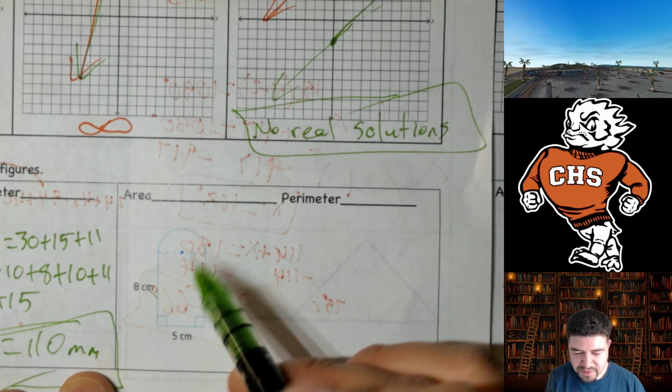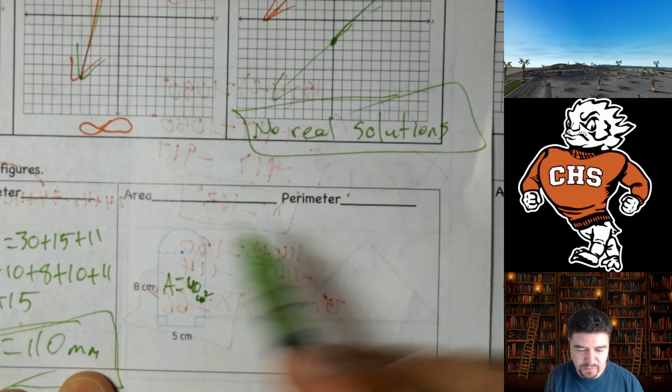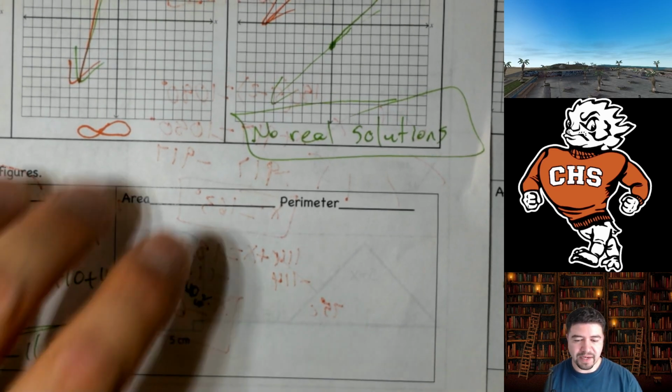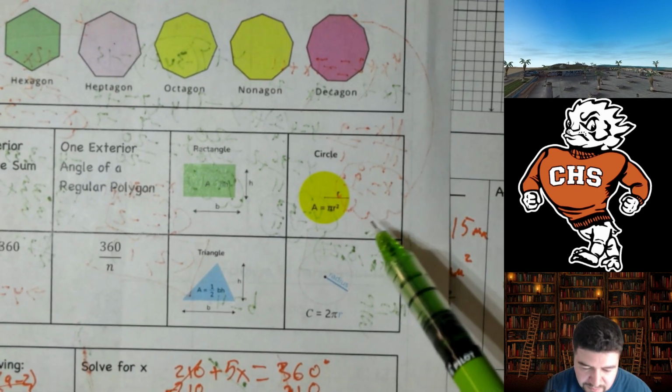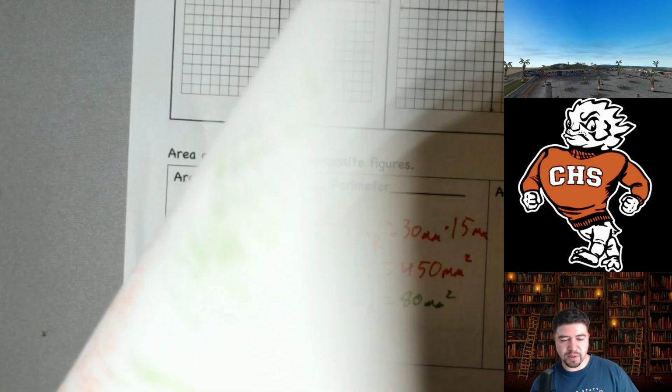Okay, 8 centimeters, 5 centimeters. Area of that's pretty easy. That is 40. So now I just need to find the area of this half circle here. Area of a circle, if you go back to the front of your study guide, is given to us. Wow, very hard to see. Pi r squared. A is pi r squared.